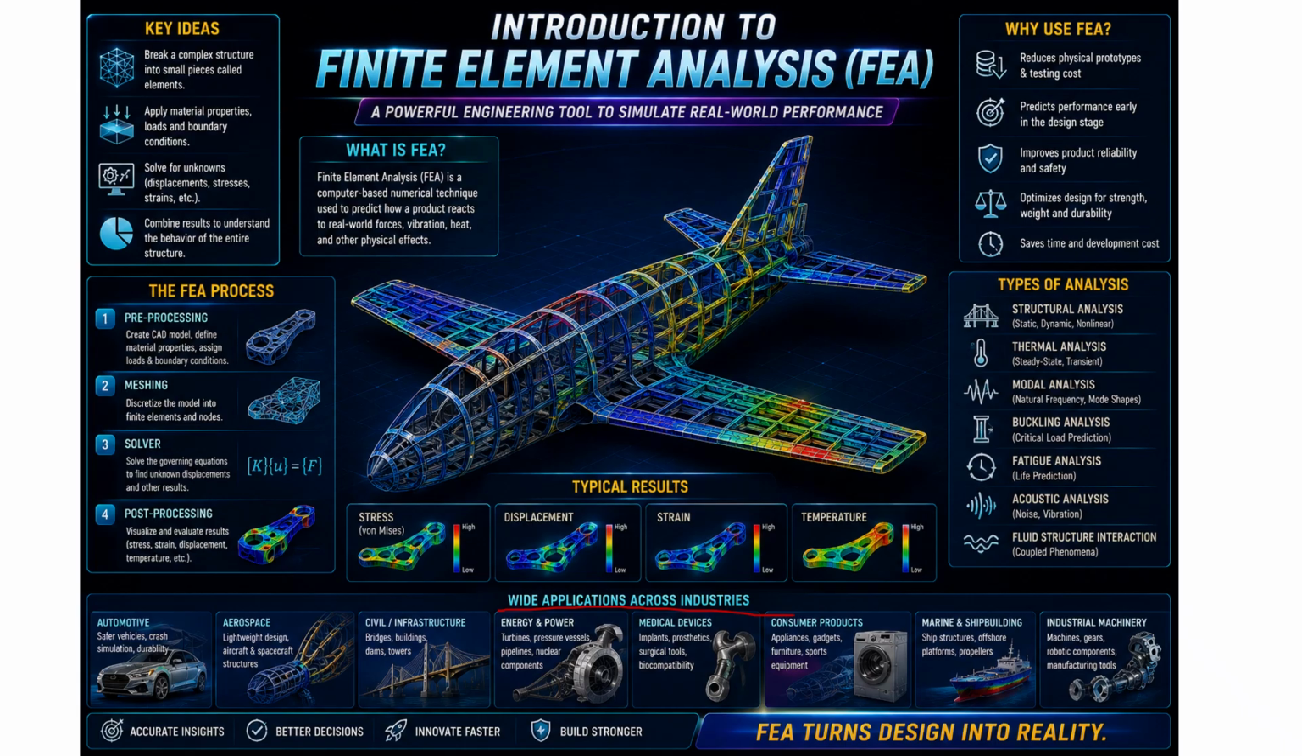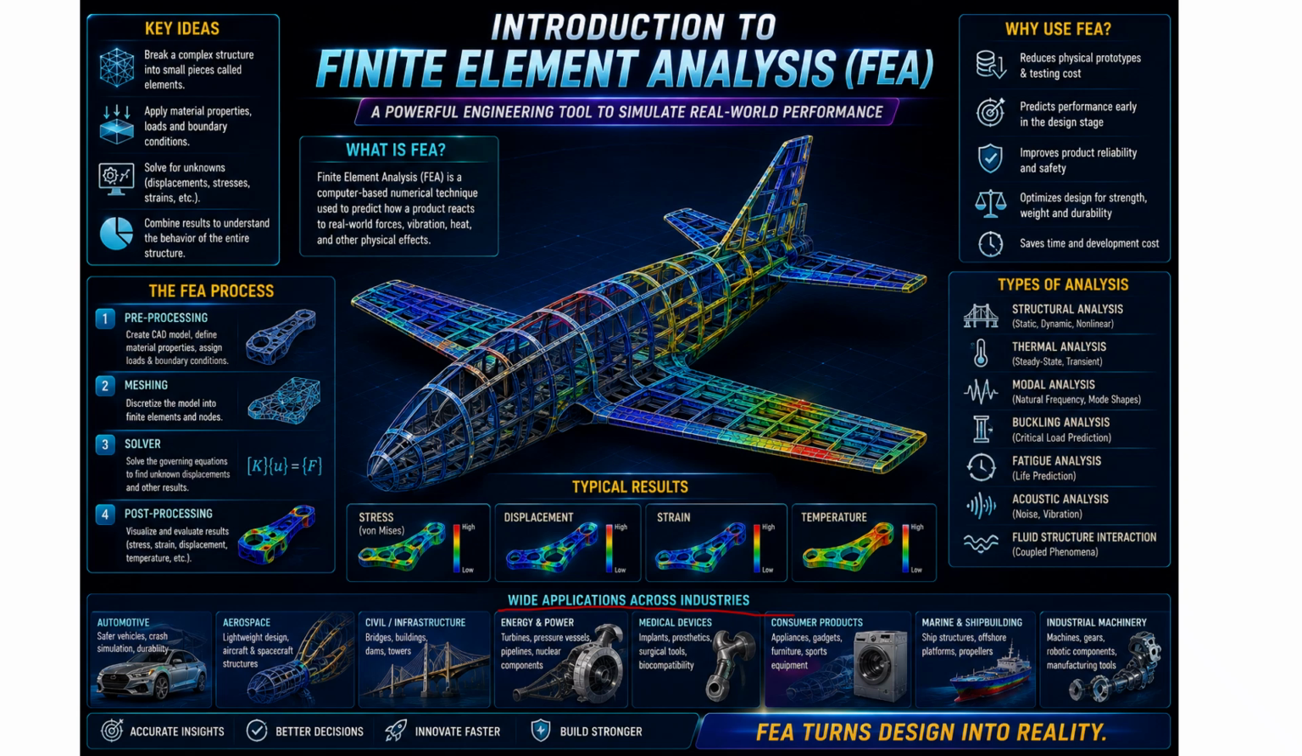So then I'll come to the next point, which is the FEA process. How is the finite element analysis going to be done? There is a step-by-step process in the finite element analysis, and I'll explain that step-by-step process. The first step is pre-processing. Pre-processing means creating a CAD model, defining material properties, and assigning loads and boundary conditions.